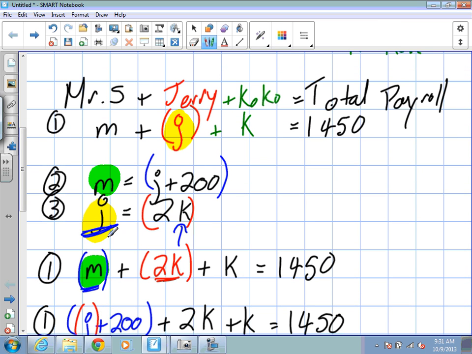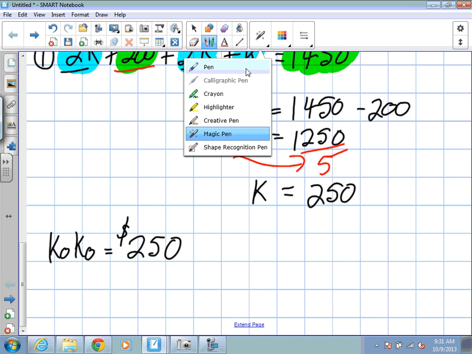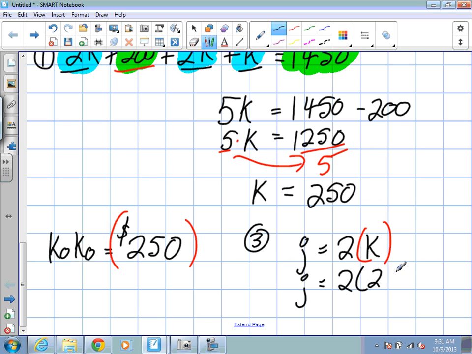Let's go into equation 3. Okay, so I've numbered them to keep it organized. Equation 3 said Jerry was equal to 2 times Coco's pay. So what do we need to do here? We need to replace K with what value? That's right. We plug in 250. So Jerry is equal to 2 times 250. How much does Jerry make? $500. Great.